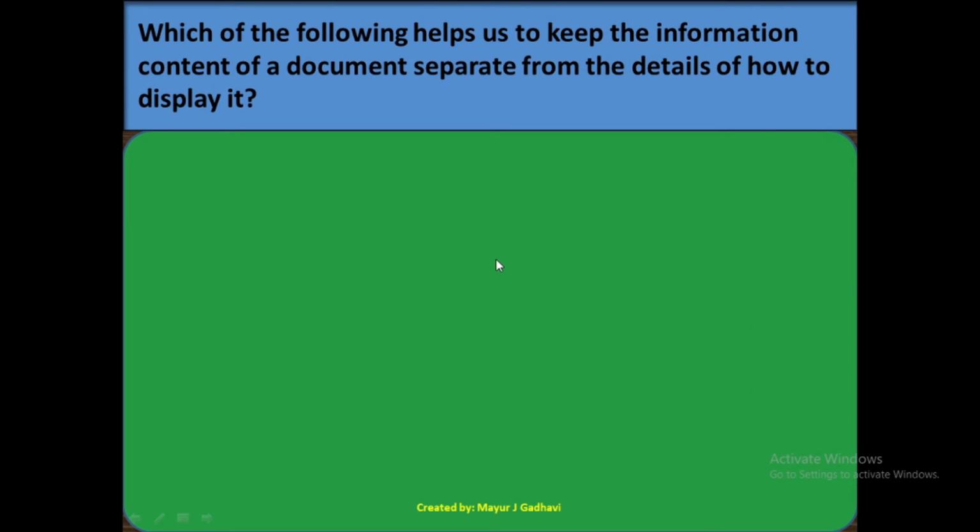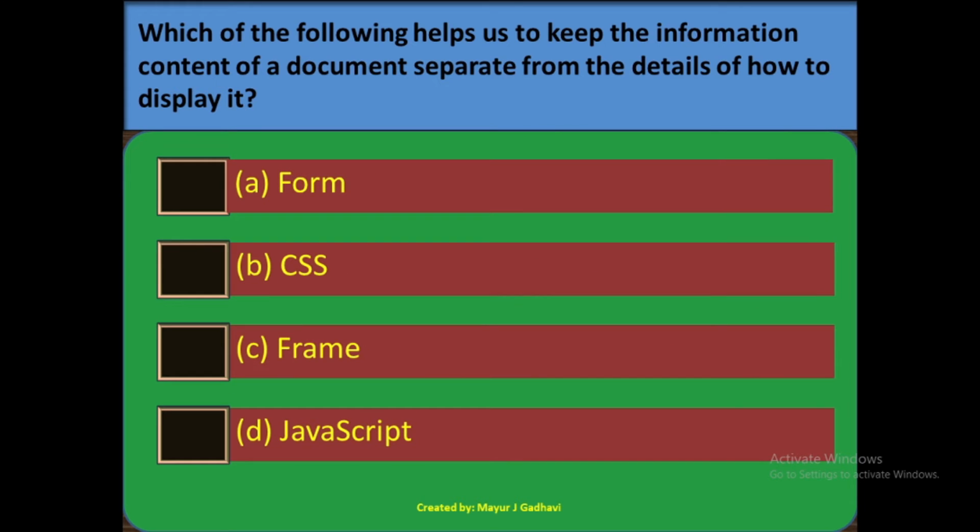Which of the following helps us to keep the information content of a document separate from the details of how to display it? Where the options are form, CSS, frame and JavaScript. Well, the answer is CSS.